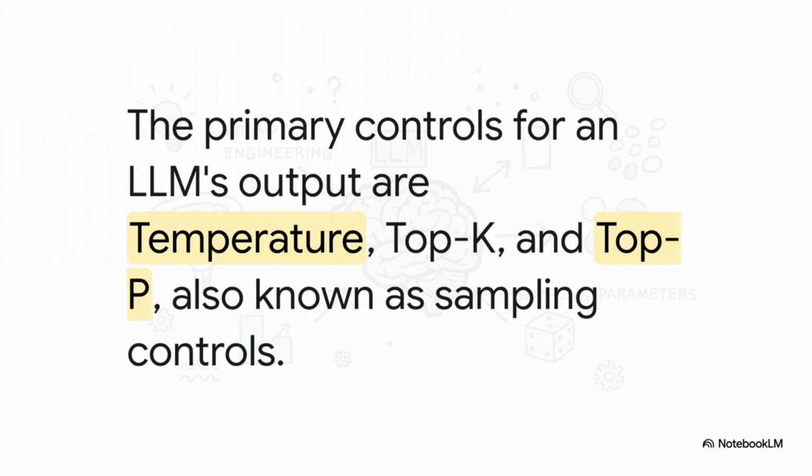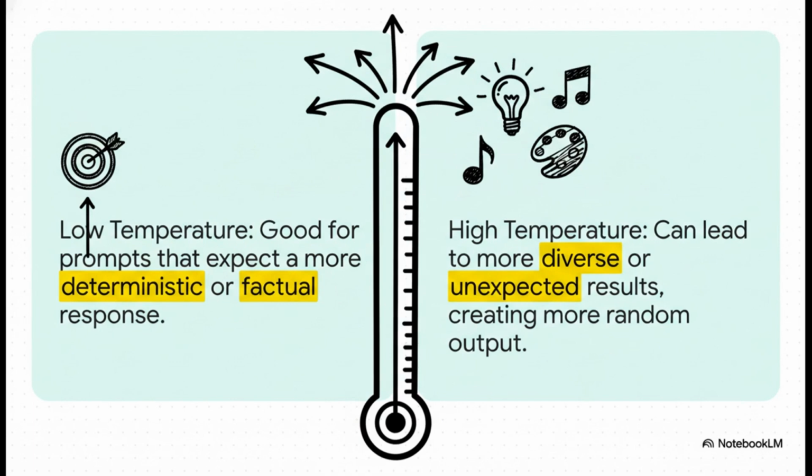These are the names you gotta know: temperature, top K, and top P. They're what we call sampling controls, and really understanding what these do is probably the biggest step you can take toward getting consistently great results. All right, let's start with temperature. Just think of this as your creativity dial. If you turn it way down low, the output gets really factual, super focused, and kind of safe. But if you crank it up high, you start to get more creative, more diverse, and sometimes completely random stuff.